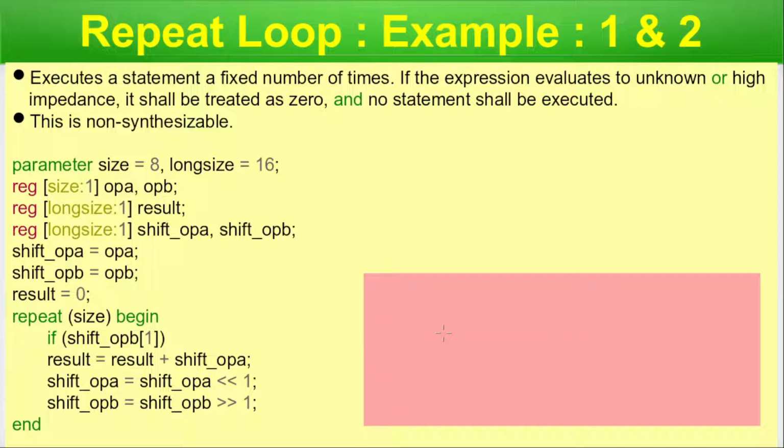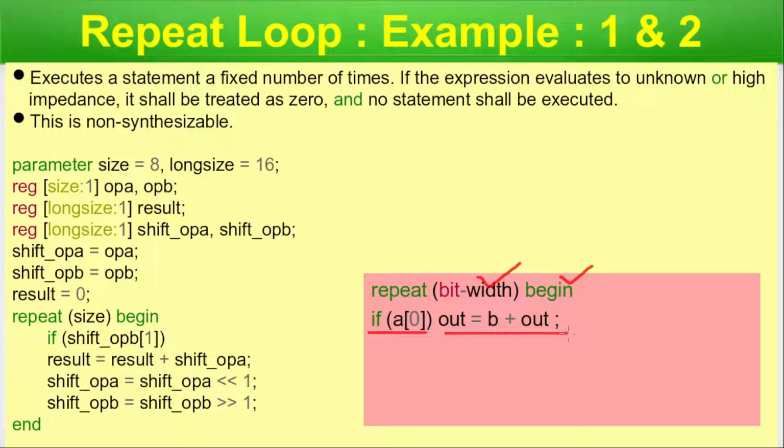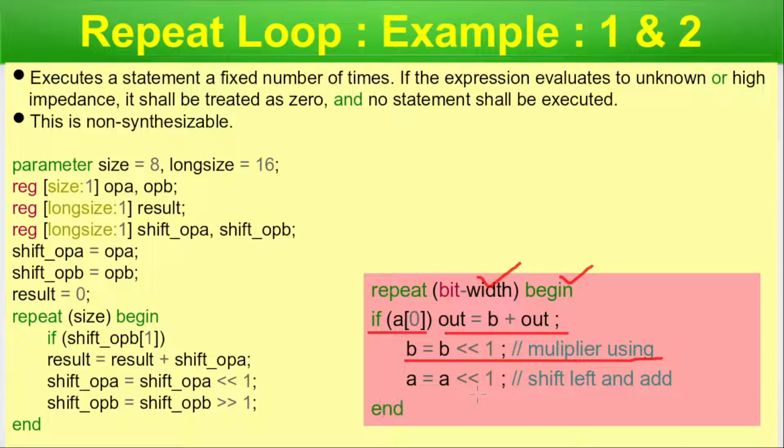We have the second example now. Here repeat bit width, and we have the begin, and then we have the if condition. It's a single line if, or the inline if. If this is true, then this will be executed. Here p equal to, we have a bit shift operation, and here this one, and here we end it. So we have here the second example of the repeat.